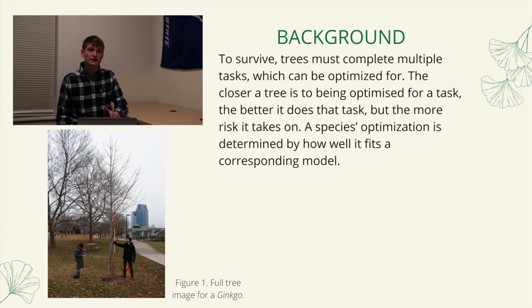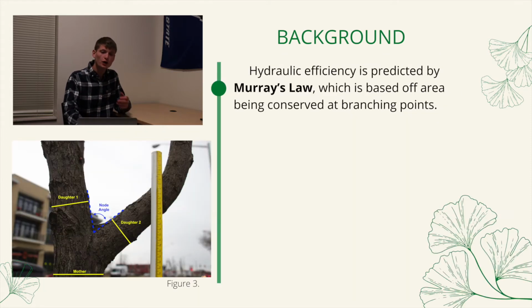For instance, if a tree is trying to optimize for having really big branches, that might benefit it, but it might mean that there's a higher risk that those branches would break off because they're larger and heavier. Now, to determine how well a species is optimized for a certain task, we put data about it into a corresponding mathematical model that will tell us how well it is optimized for that specific task. Now, in our research, we focused on three models.